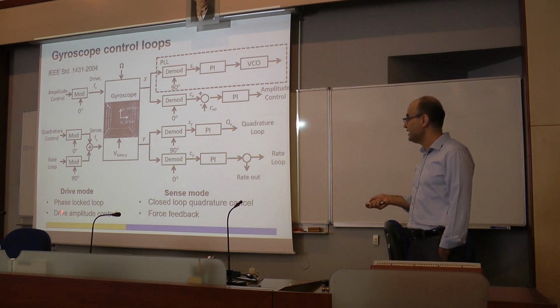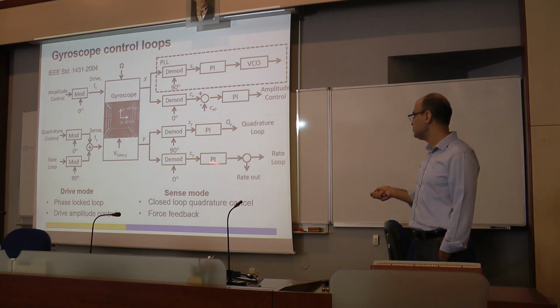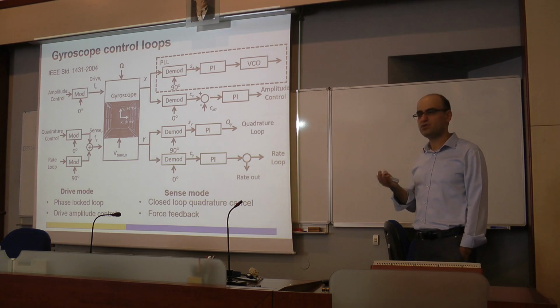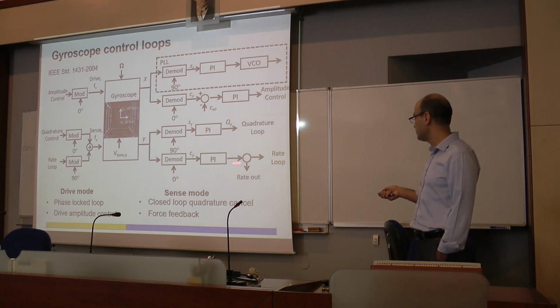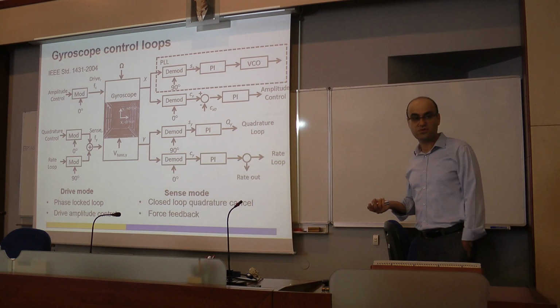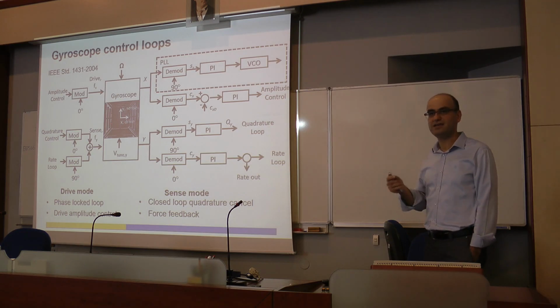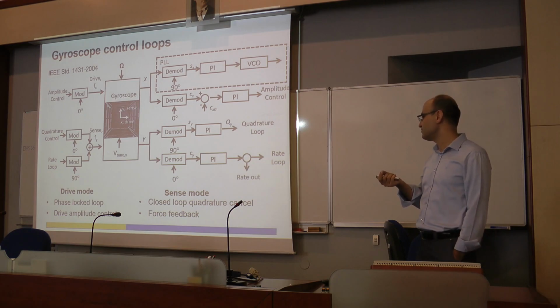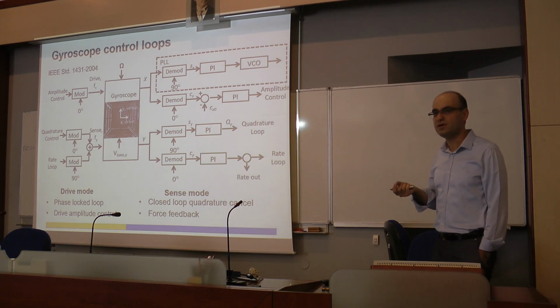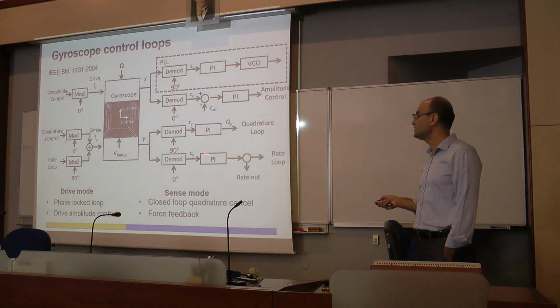That's number 3. And number 4 is you don't need to close the loop on the rate. You can operate open loop, but it's better if you close the loop. That's number 4. So what I'm not showing here is if you want to match the resonance frequencies of X and Y, that's another loop. So that's number 5. So you need 5 control loops, or minimum 3, to operate the gyro.